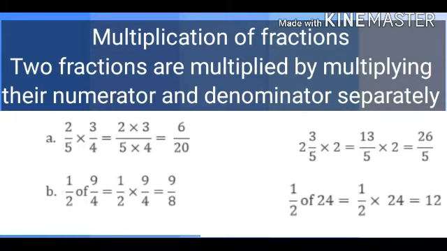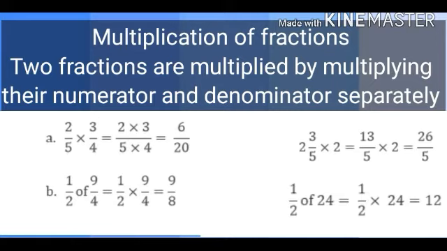Multiplication of fractions. Two fractions are multiplied by multiplying their numerators and denominators separately. Example, multiply 2 upon 5 into 3 upon 4. So 2 3s are 6 and 5 4s are 20. So 6 upon 20. So multiplication of 2 upon 5 into 3 upon 4 is equal to 6 upon 20.